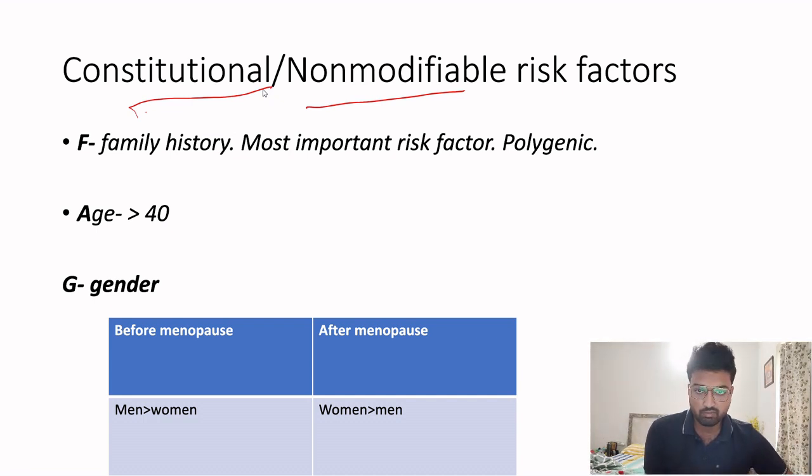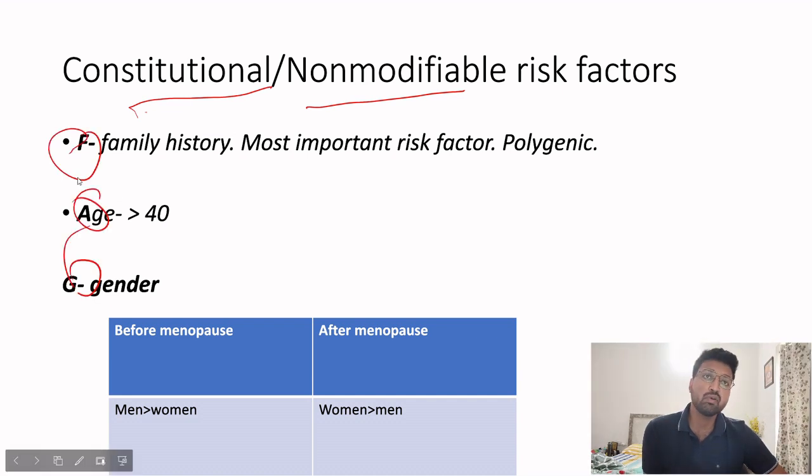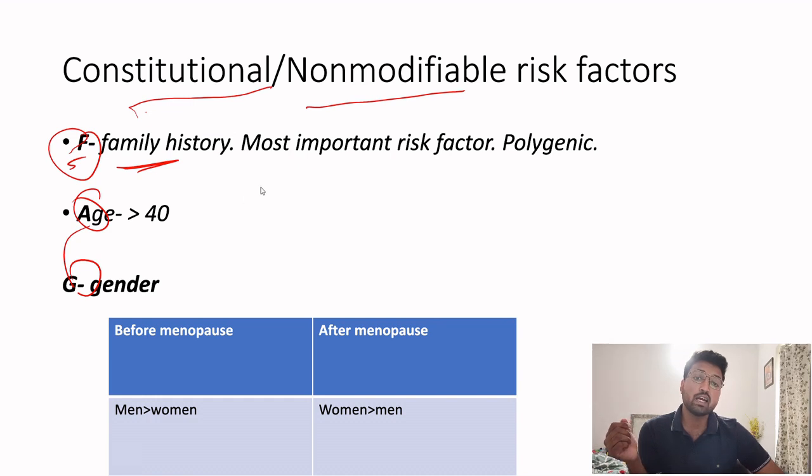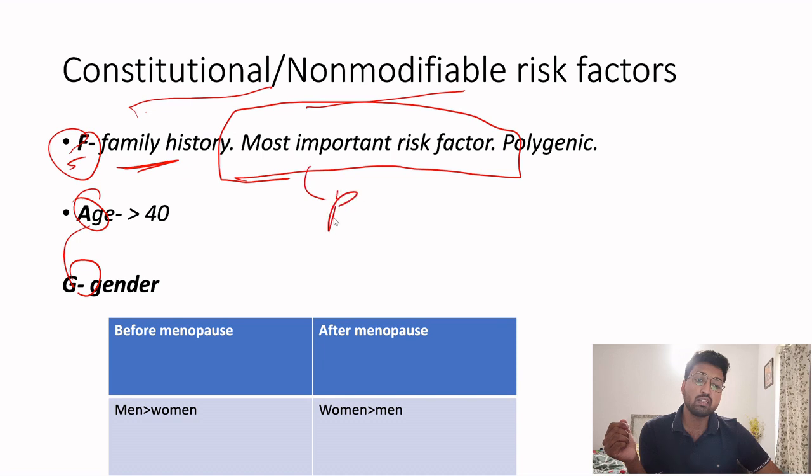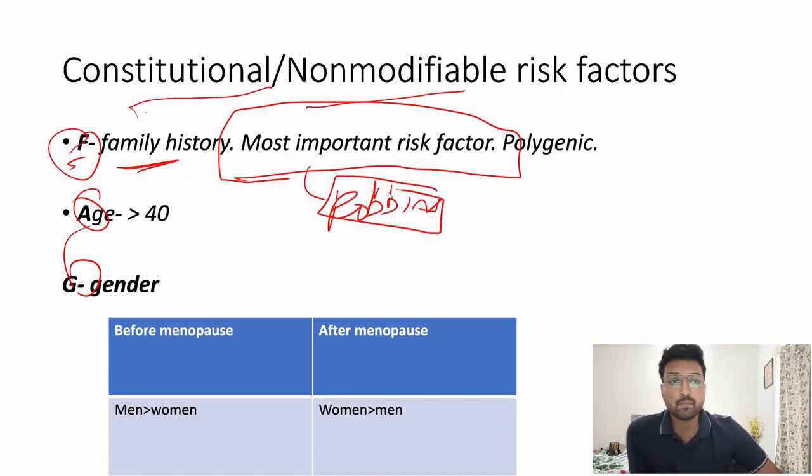So what are those things? There are basically three non-modifiable risk factors: F, A, G. What is F? F is the family history. If you had a family history of atherosclerosis or coronary artery disease in your family, if your parents had, then that is the most important risk factor, and this is a line picked up from Robbins. Robbins clearly says the most important single individual risk factor for atherosclerosis is family history.